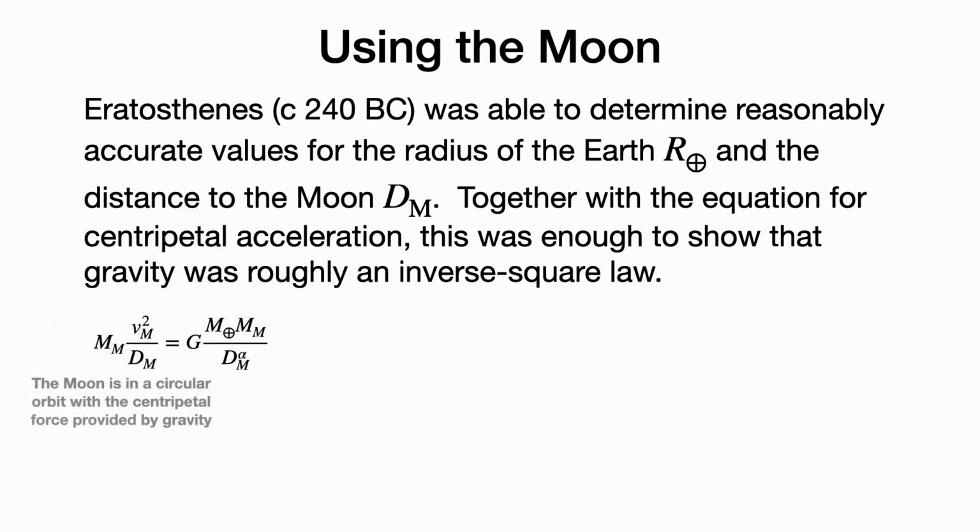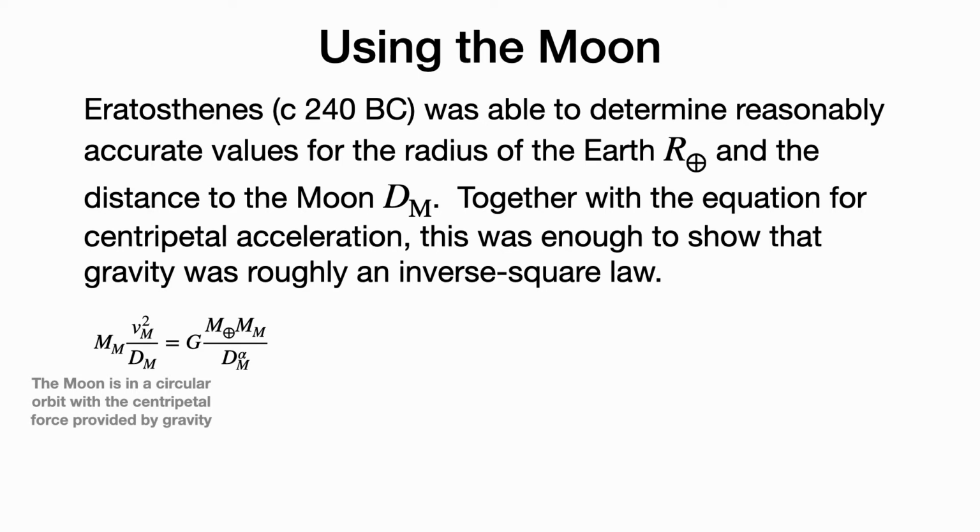If we consider the moon to be in a circular orbit around the Earth, then the moon is held in that circular orbit by a centripetal force provided by gravity. So the mass of the moon times the centripetal acceleration must be equal to the gravitational force between the Earth and the moon, acting at the distance between the Earth and the moon to some unknown power alpha. Notice that the mass of the moon appears on both sides of the equation, so we can cancel this out.